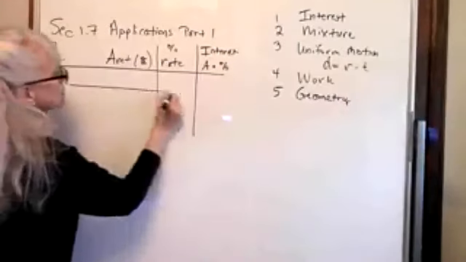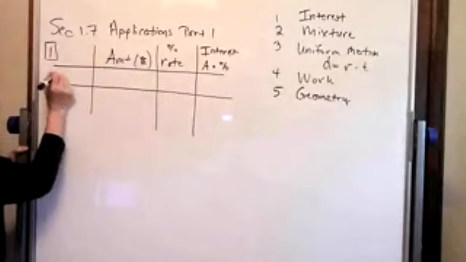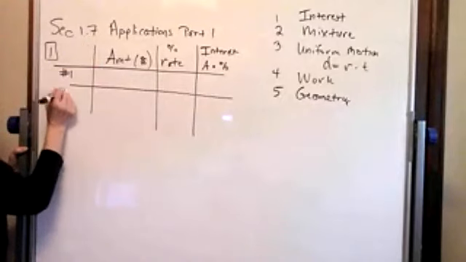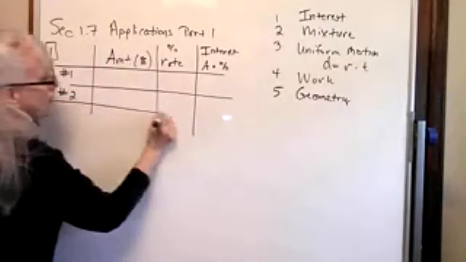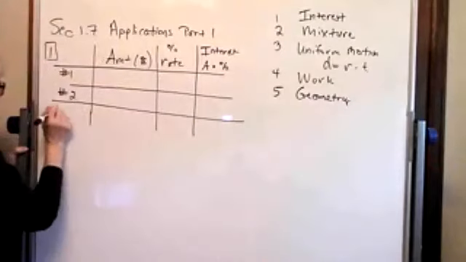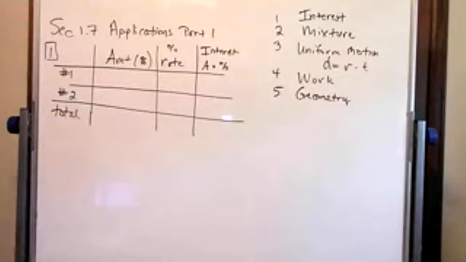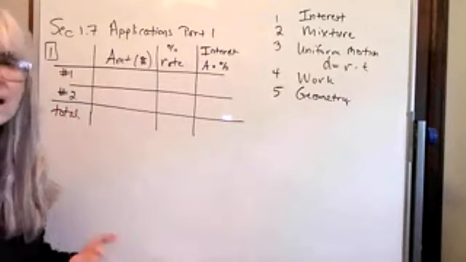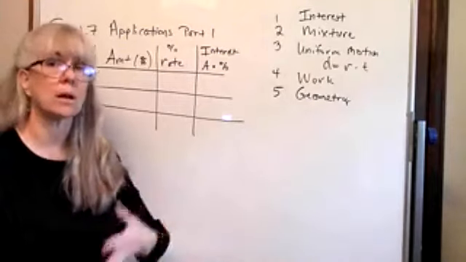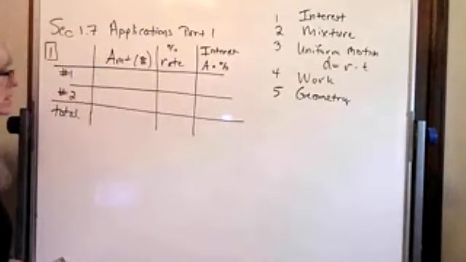We have 2 investments. So we'll call one of them investment number 1. The other one's going to be investment number 2. And then we have a total for both the investments and the interest. So there's our chart. And again, it's just an effort to help us organize the information so that we can write an equation. So let's start putting the numbers in.